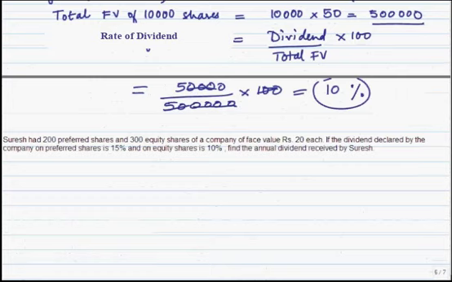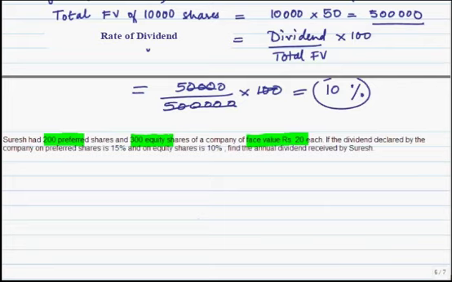Suresh has 200 preferred shares. What was a preference share? Preference share was a share in which we get a fixed dividend. Then he also has 300 equity shares where the rate of dividend is fluctuating. Face value is rupees 20. If the dividend declared by the company on preferred shares is 15% and on equity shares it is 10%, find the total annual dividend received by the shareholder Suresh.